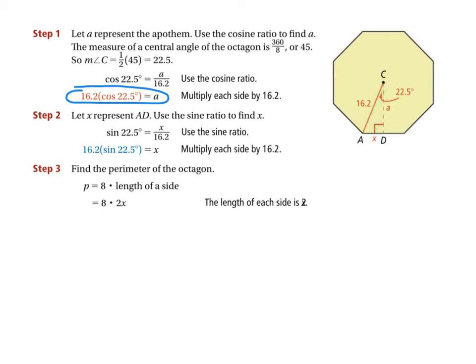So we get 16x for the perimeter, and instead of x, we know what x is equal to from the past step, so we're going to plug that in here, and you can actually just calculate this out. And that's what the perimeter is equal to. So we now know what the apothem is, and we know what the perimeter is. So I'm going to circle that as well.